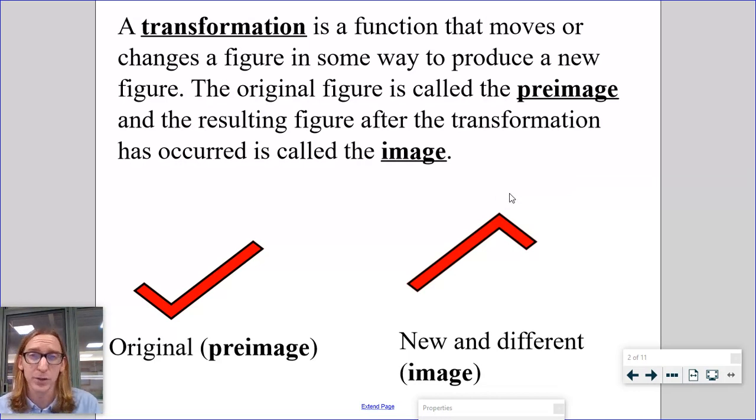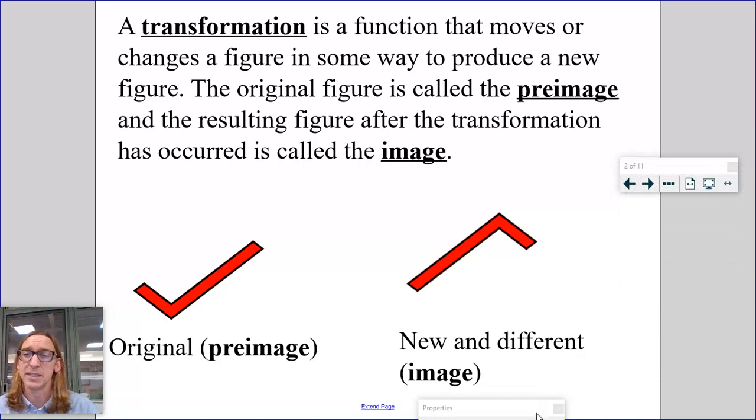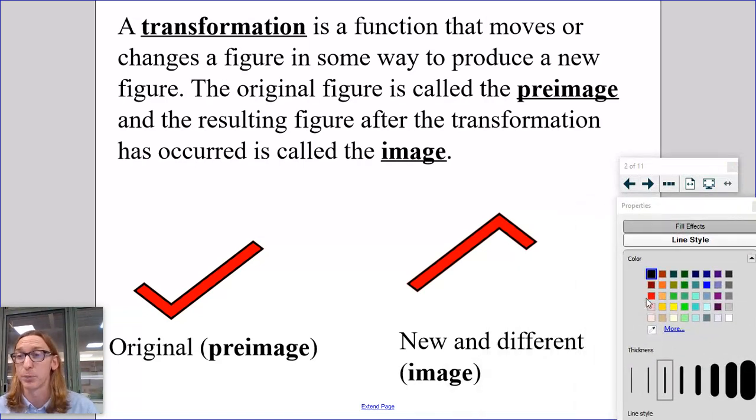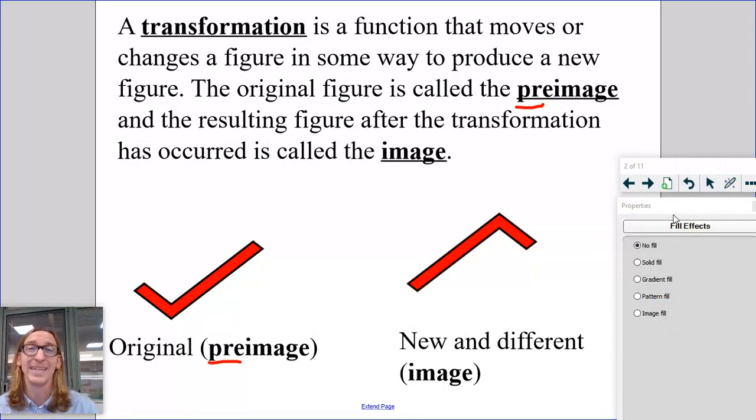Transformation is just the general term meaning you've changed a figure in some way. The original figure, the one that was there before you changed it, is called the pre-image, and the resulting figure after a transformation has occurred is called the image. So notice the pre-image has that nice prefix pre, which means before. So before any transformations have occurred, we call the figure the pre-image, and then it's been changed, it's been altered in some manner. We call that resulting figure the image.